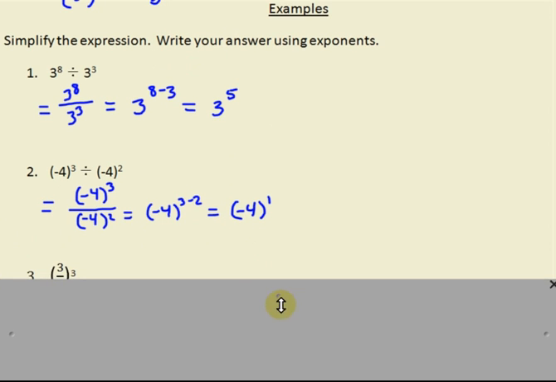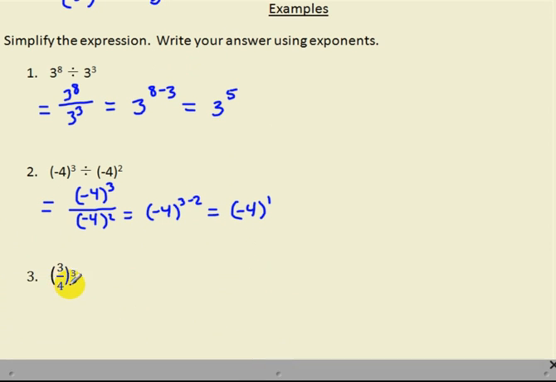Okay, number 3, here we have a quotient raised to the 3rd power. So that means we can take the numerator and apply the exponent, and the denominator and apply that exponent. Okay, and if we were asked to actually evaluate here, then we could figure out what is 3 to the 3rd power, what is 4 cubed, etc. But the directions again tell us to write your answer using exponents, so we're done.